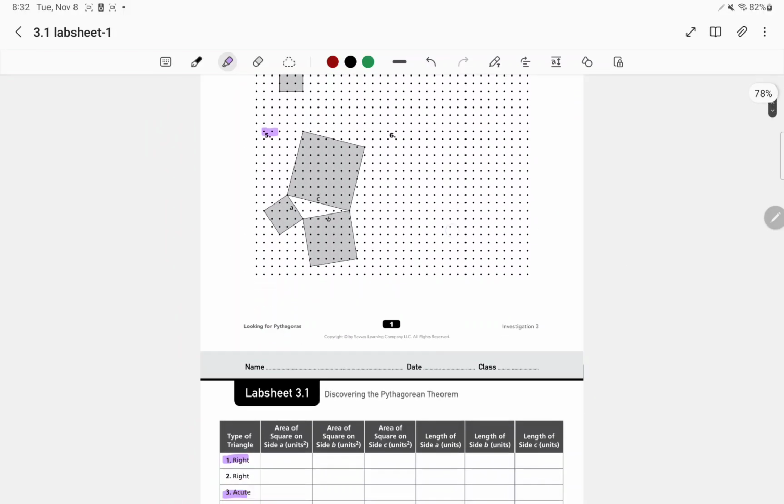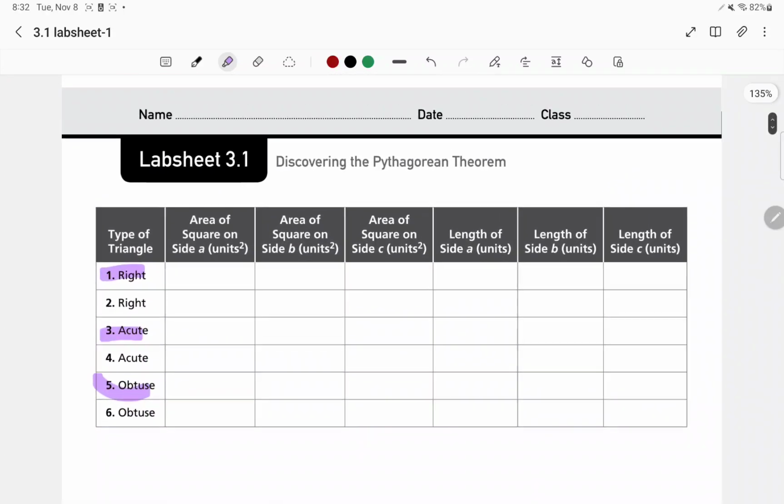Okay? So what you're doing is you're finding the area of the square on side A, the area of square on side B, and the area of square on side C. And then you're finding the lengths of A, B, and C. Remember, the length is the square root of the area. So once you find the area, it's pretty easy to find the lengths. Go ahead and do that for triangles 1, 3, and 5, and then come back to the video to see how you did.